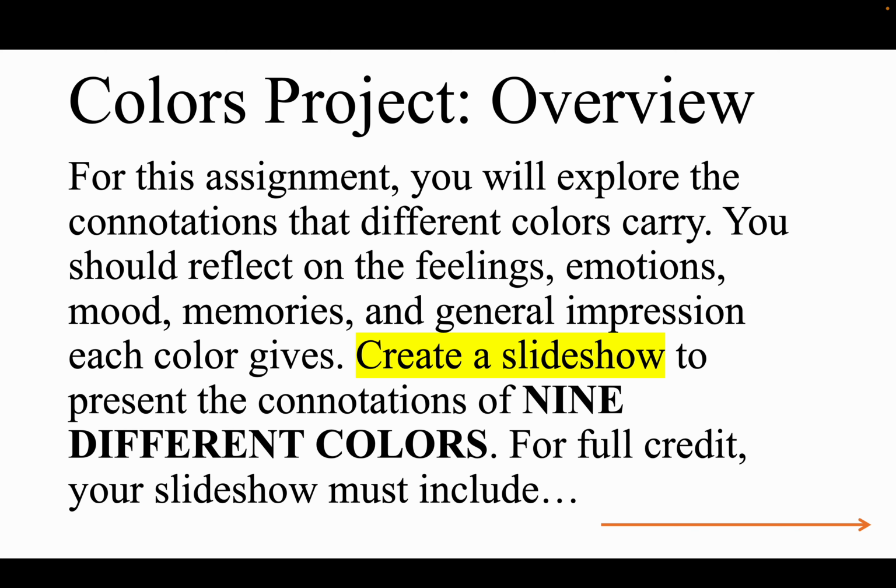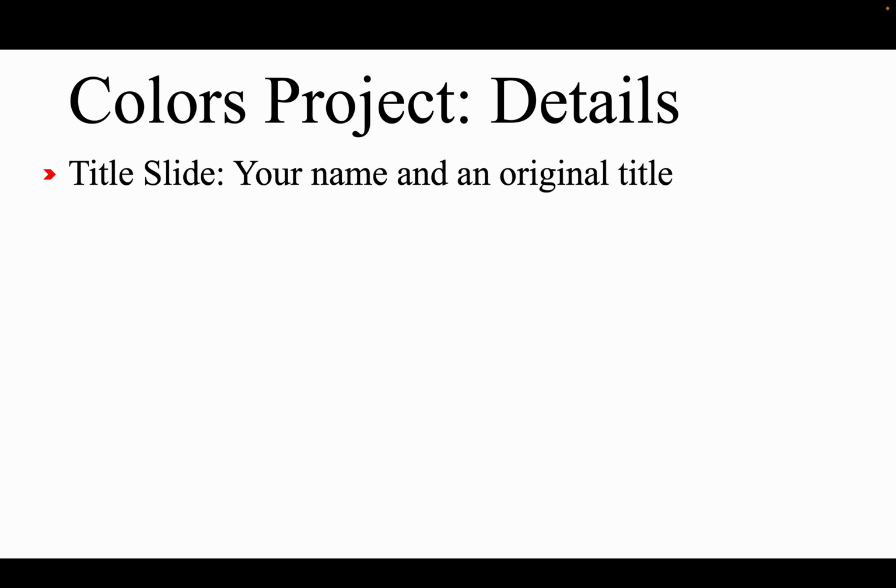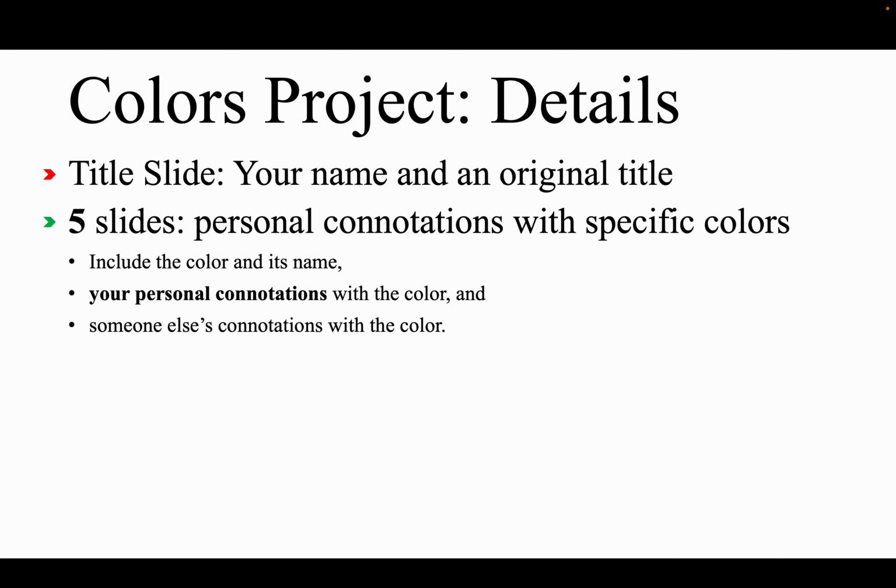You'll create a slideshow, probably in Google Docs, to present the connotations of 9 different colors. For full credit, your slideshow must include, first of all, a title slide that has your name and an original title. If you just call it Color Connotations Project, that's boring. Be creative. Aside from your title slide, you'll also need 5 slides that explore personal connotations of specific colors, meaning you show the color, you give it a name, and you explain your connotations with the color.